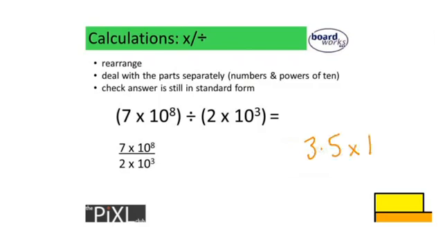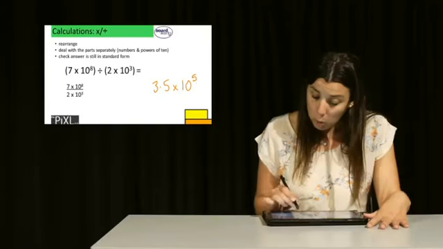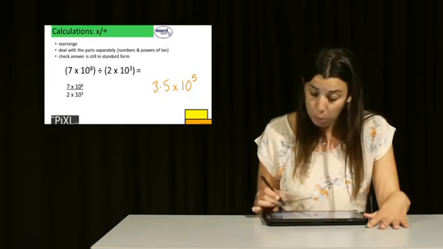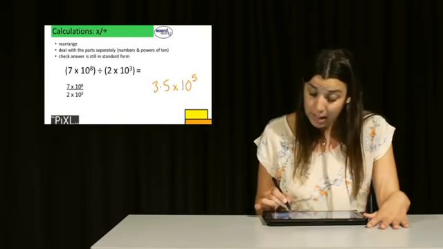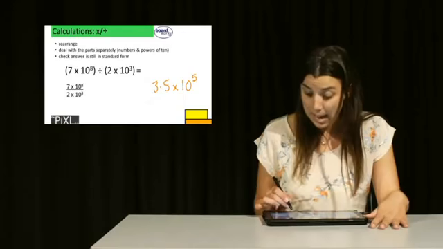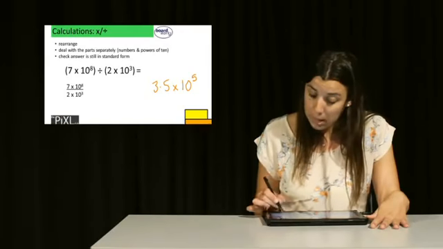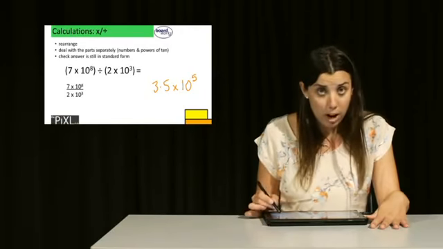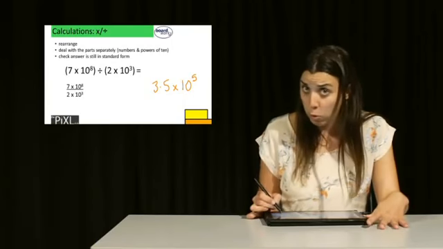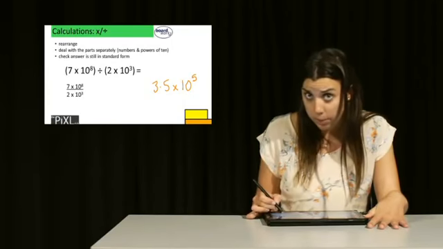Multiplied by 10, our rules of powers say that we're going to do 10 to the power 8 divided by 10 to the power 3. We actually subtract our powers, so we have 10 to the power 5. We check whether this is still in standard form. Our first number, 3.5, a number between 1 and 10, yes, multiplied by 10 to the power 5. Our answer is still in standard form. This is the correct answer.